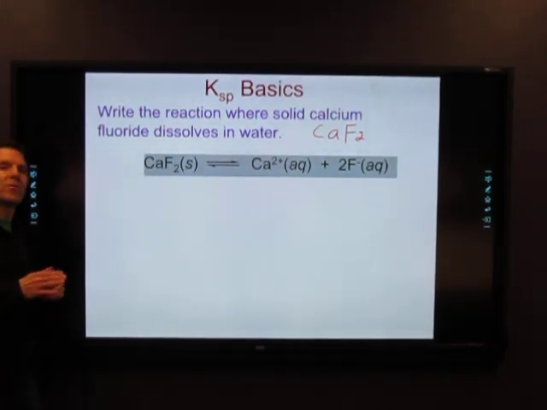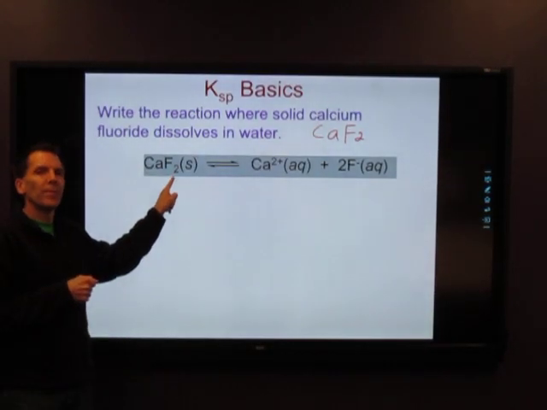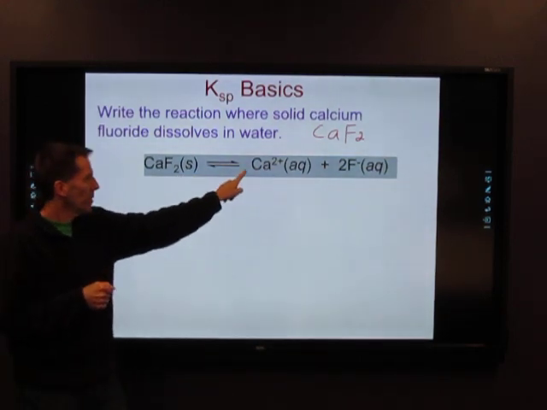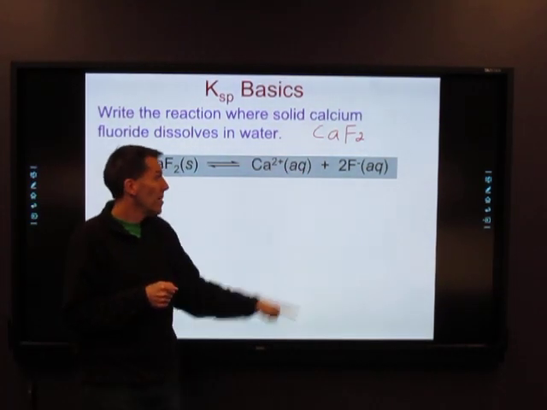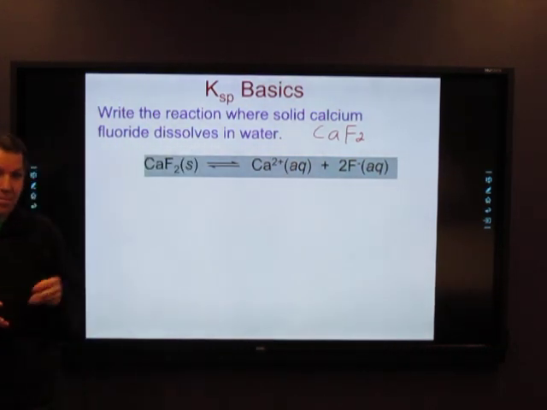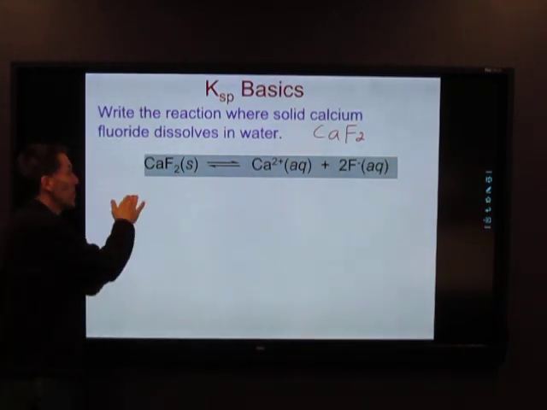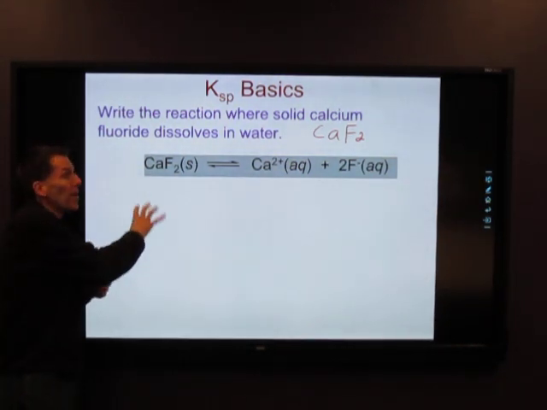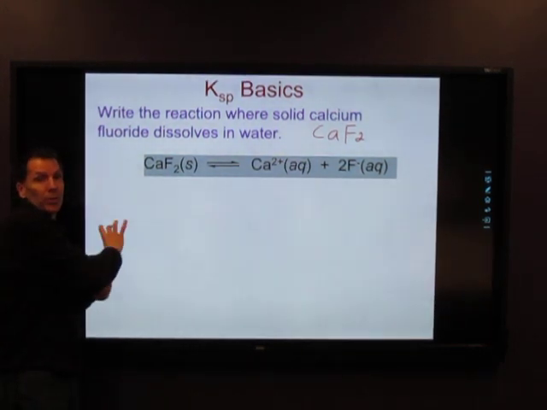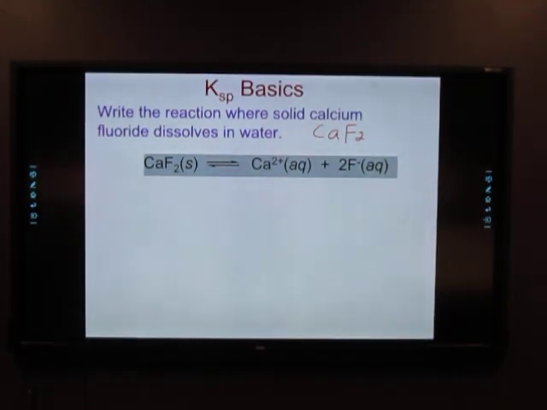And so that's the reaction that you should have written. Calcium fluoride is a solid, and then it's in equilibrium with calcium 2+ ions, and then of course it makes 2 fluoride ions. When we do some problems in a few minutes, we will actually be doing an ICE chart, and so generally we'll be writing reactions and then doing the initial, change, equilibrium.